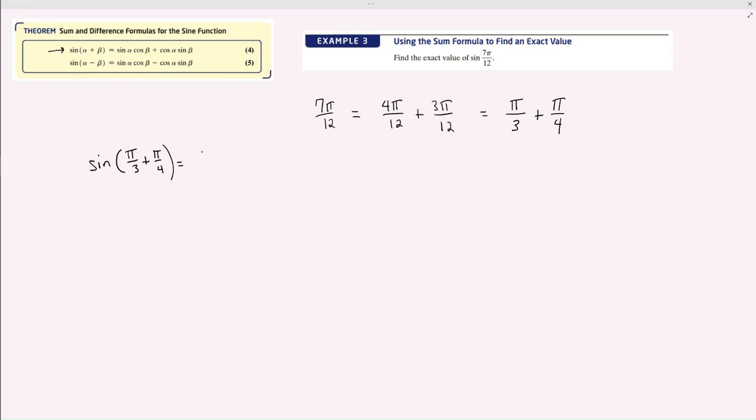according to our formula here, I want the sine of pi over 3 times the cosine of pi over 4. Add to that the cosine of pi over 3 times the sine of pi over 4.